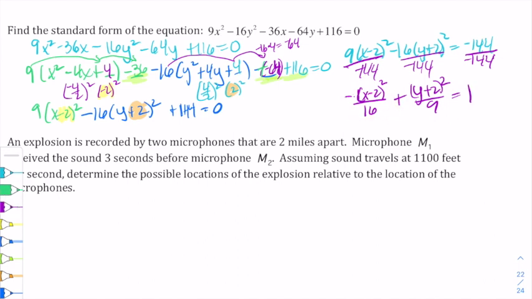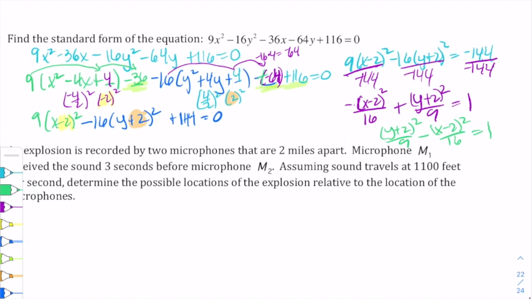You can reorder it if you would like and say that this is (y plus 2) squared over 9 minus (x minus 2) squared over 16 equals 1. And then it looks more like a normal one. Okay. Now if we go to graph this, our center, just going to use this space down here, we're not going to use this problem right now.